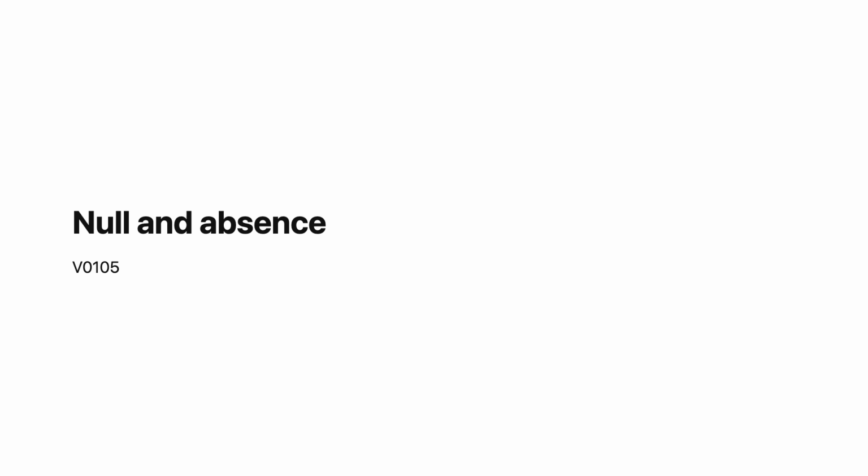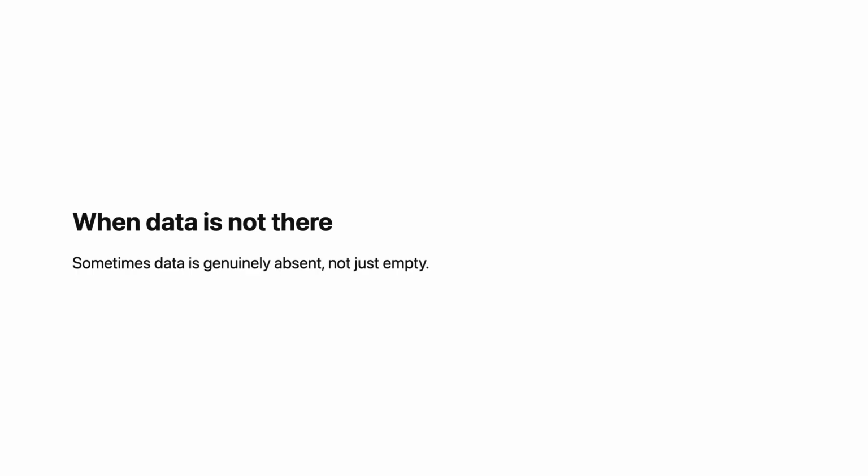Consider a user profile. Name is required. Email is required, but phone number, optional. Some users have it, some do not. What do we put for the phone number when there is none? We could use an empty string, but empty string is a valid value. It is not the same as no phone number provided. We could use a special value like n/a, but that is just a string. The code might accidentally treat it as a real phone number. We need a way to say, there is no value here, not an empty value, not a placeholder, truly absent.